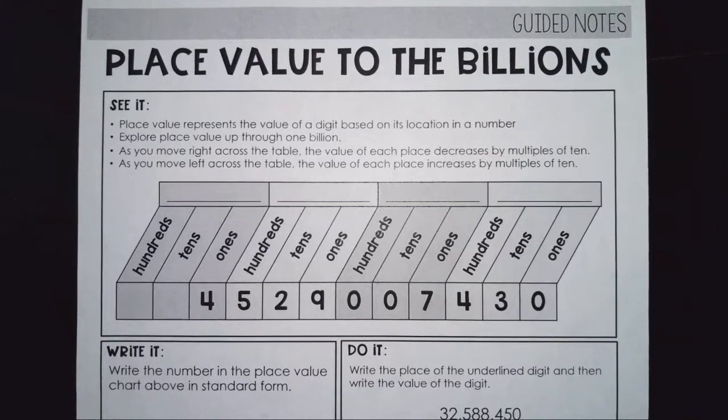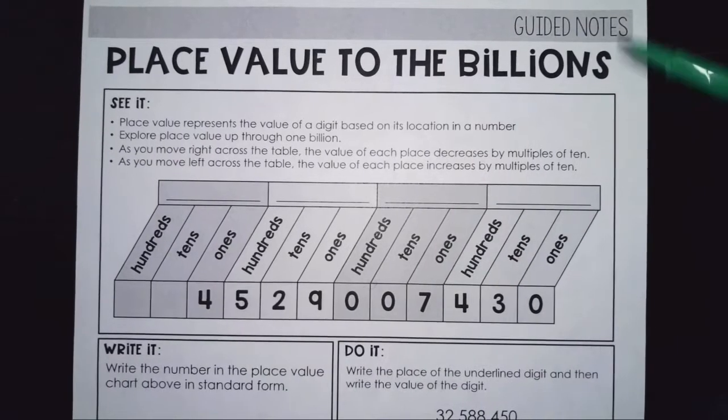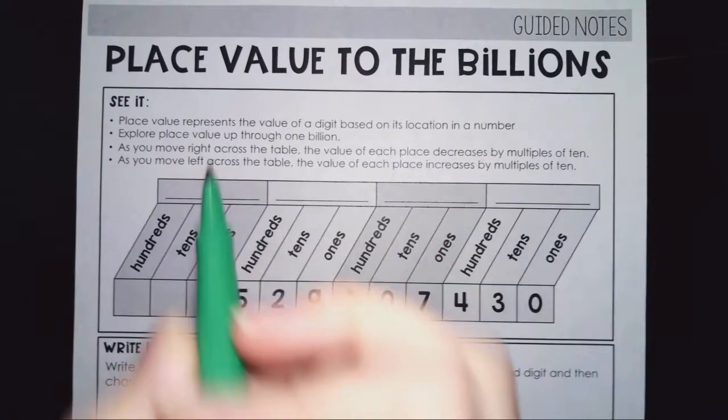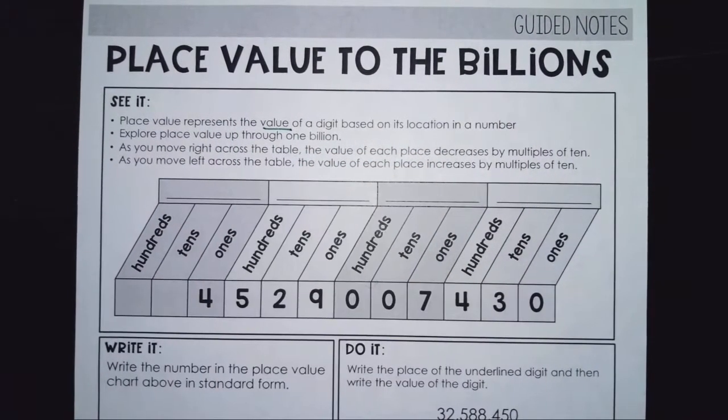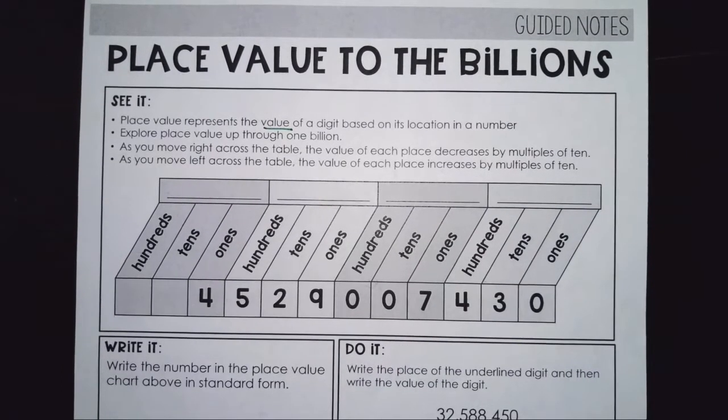We're going to review place value to the billions. So just a couple of tips beforehand. Place value represents the value of a digit based on its location in a number. We're going to explore place value through 1 billion.